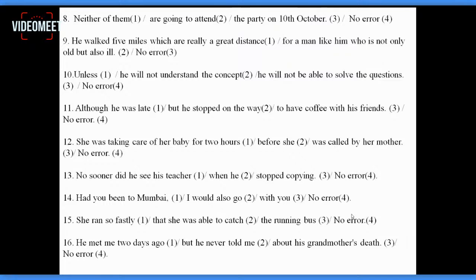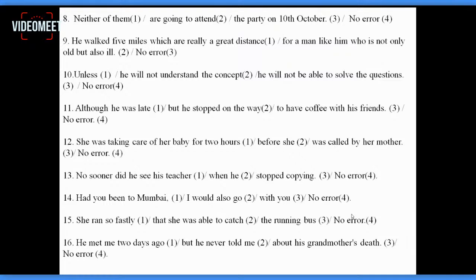Ninth question. He walked 5 miles, which are really a great distance for a man like him who is not only old but also ill. Again, subject verb agreement. When we talk about entities like $5, 5 miles, 5 hours, we are pointing towards a single entity. We are not talking about plural forms here, but we're talking about a distance, a singular distance. So it would be a singular verb.